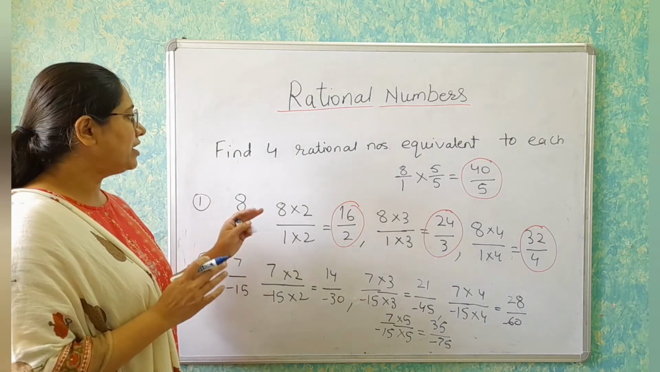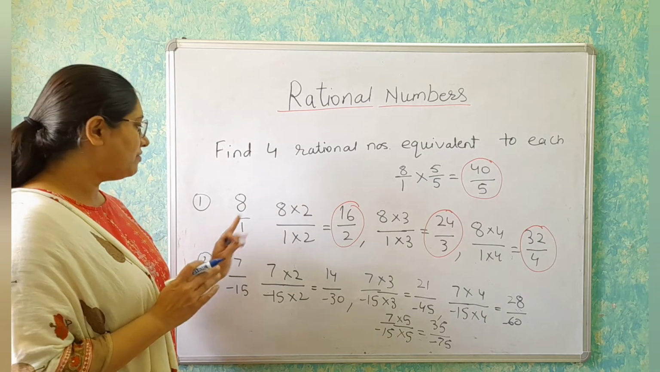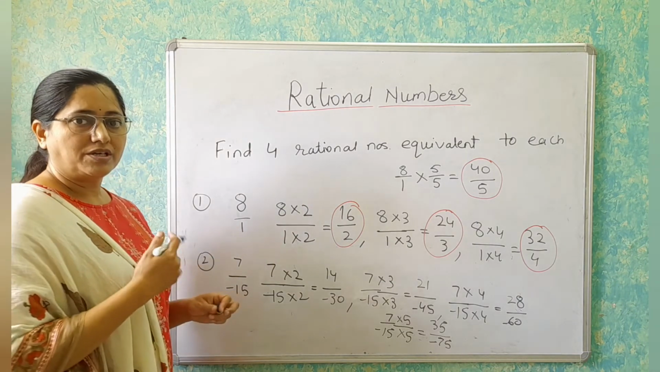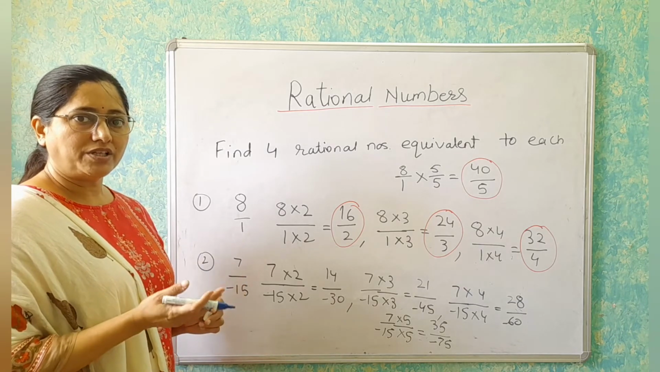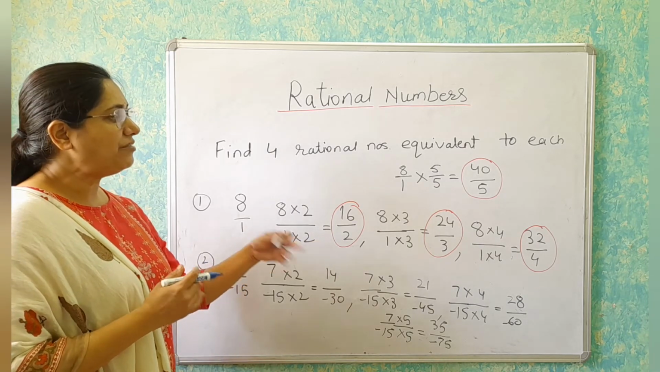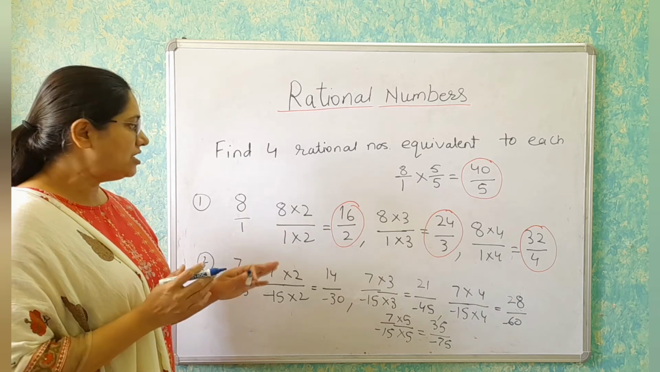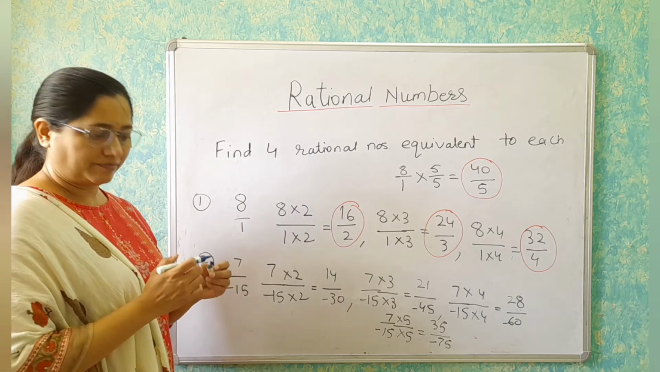So in this way we can get rational numbers equivalent to these two numbers simply by multiplying both numerator and denominator with the same number. You can multiply with any other number also, still you will get an equivalent fraction.